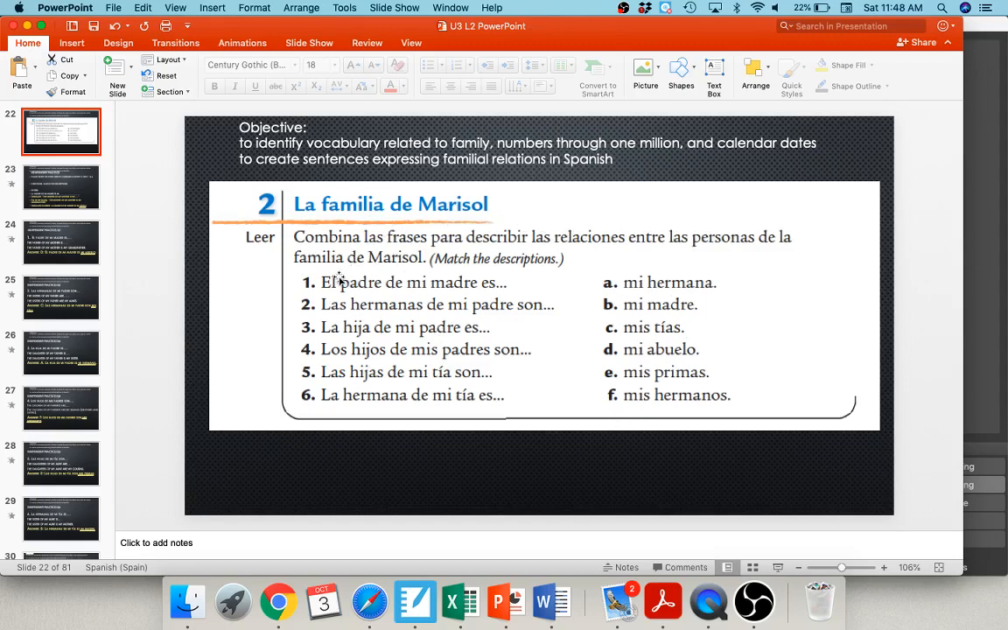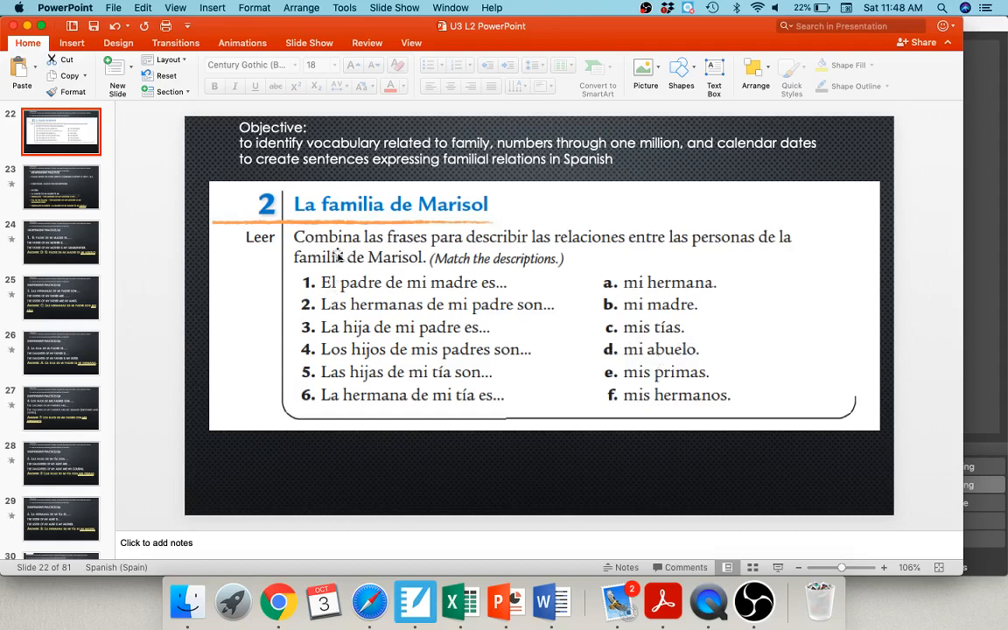So, in number 1, el padre de mi madre es... So let's translate this together. El padre, the father, de mi madre, of my mother, es blank. Well, the father of my mother, so mom's dad, would be my grandfather. So we should pick the word for grandfather here. We're going to select D, mi abuelo, my grandfather.